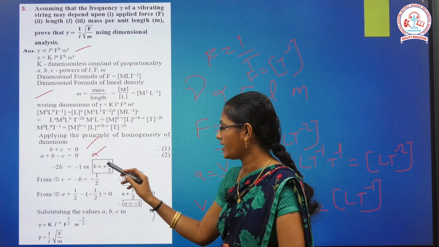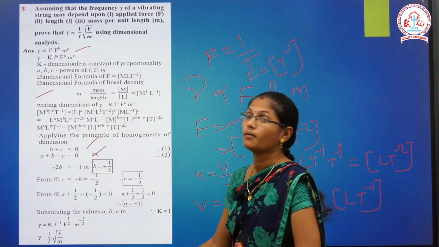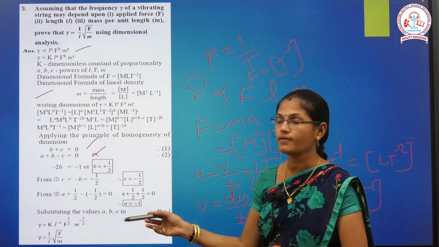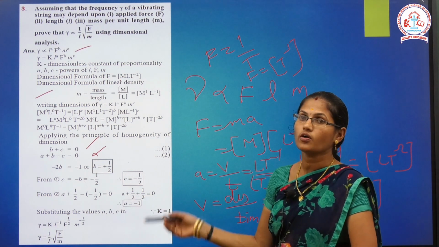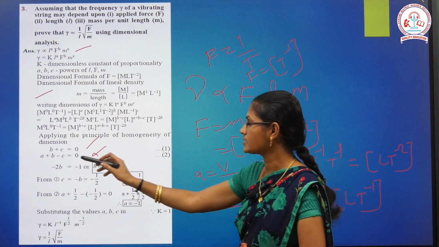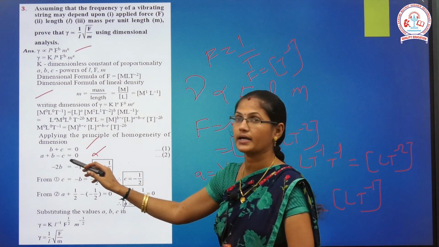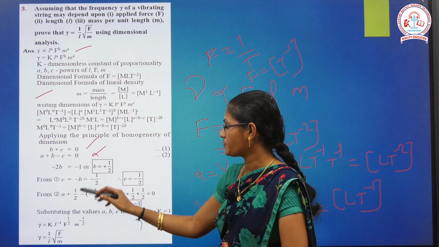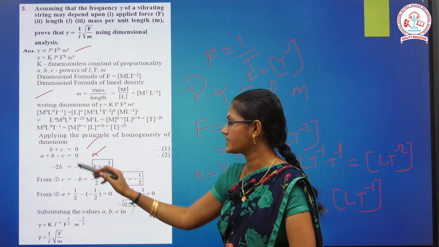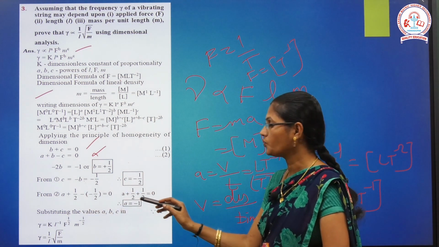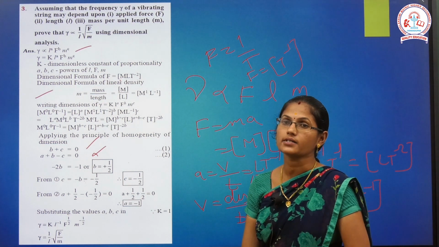So what is the B value? 1 by 2. Minus B means minus 1 by 2. So the B value is plus 1 by 2 and the C value is minus 1 by 2. So we get the two values B and C, and directly substitute into this equation, that is A plus B minus C is equal to 0. So A plus, what is the B value? Plus 1 by 2, and what is the C value? Minus 1 by 2. Substituting these values, we get the A value as minus 1.